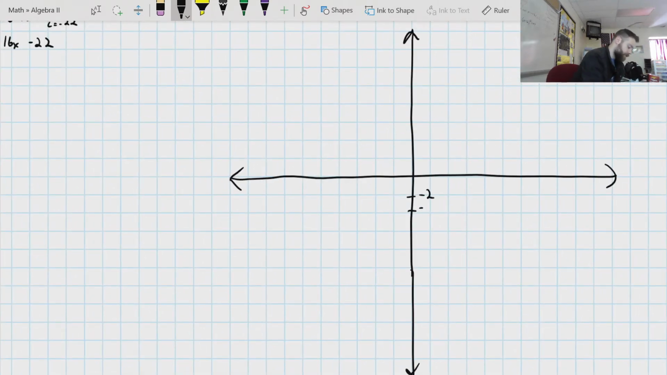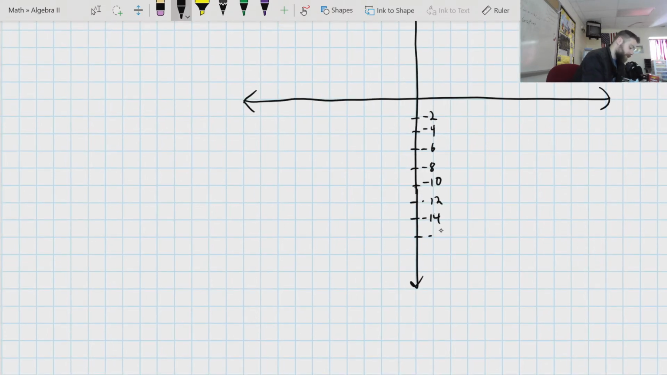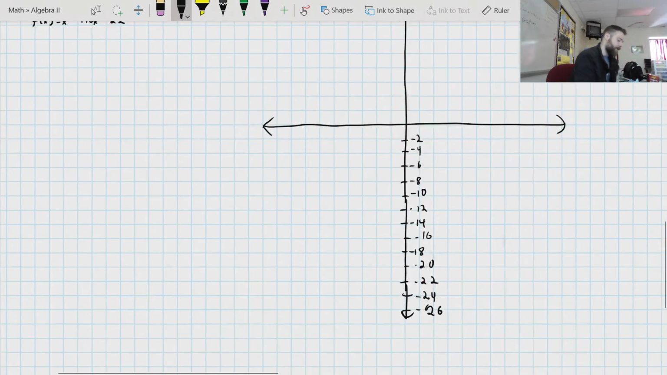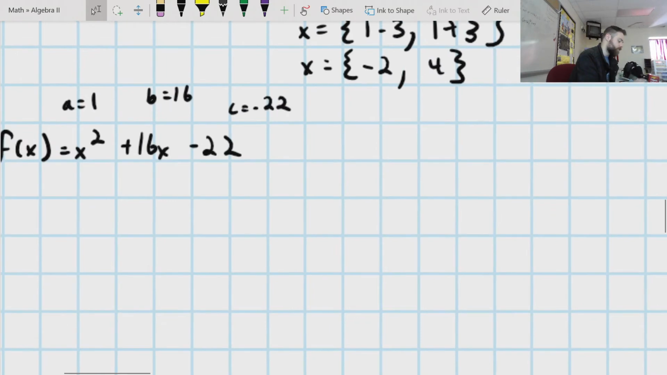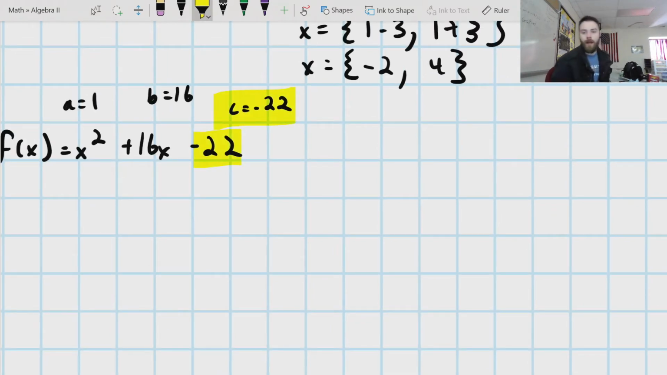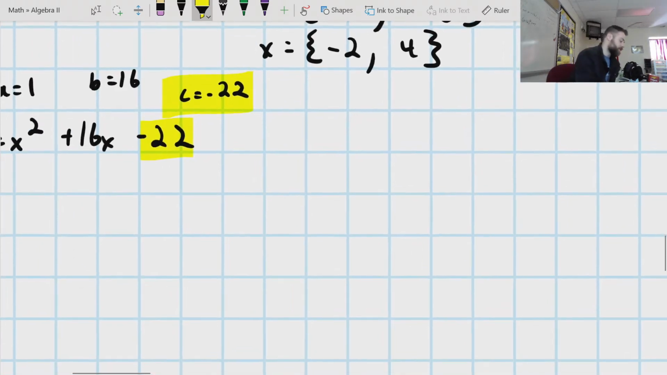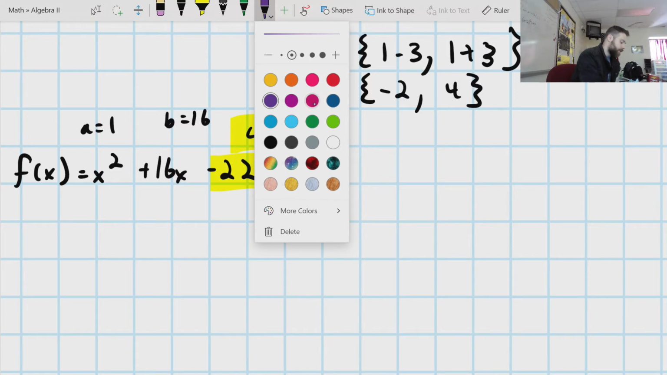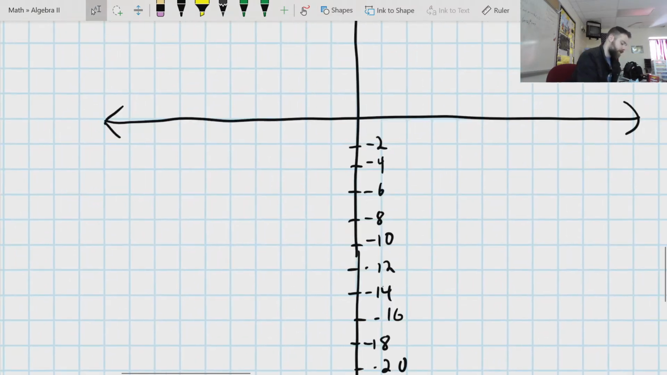So I've got negative 2, negative 4, negative 6, negative 8, negative 10, negative 12, negative 14, negative 16, negative 18, negative 20, negative 22, negative 24. I'll just keep going just in case, and I might have to extend that graph, but it's telling me that this function is going to hit at negative 22. That's the c term, right? So that's the y-axis. Whatever the c term is, that's where your function is going to hit the y-axis. So I'm going to pick a color. This time I think it's going to be green. Yeah, I'm going to make this function green. Negative 22.